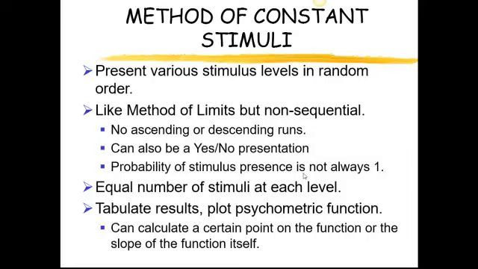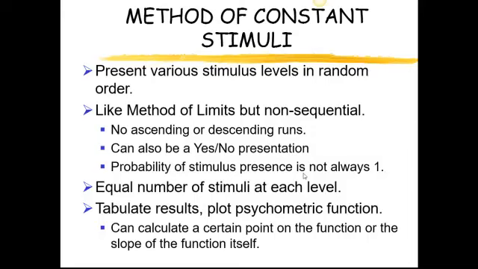Then there's the method of constant stimuli. With the method of constant stimuli, you're going to present various stimulus levels in random order. So it's like the method of limits, but it's non-sequential, so there are no ascending or descending runs. You've figured out how many presentations you need to make, and you're just presenting them in a random fashion. It can also be yes, no. Yes, they hear it. No, they don't.